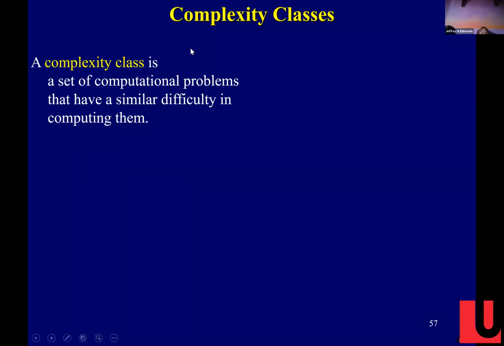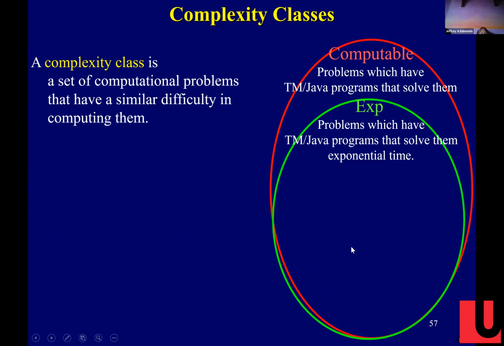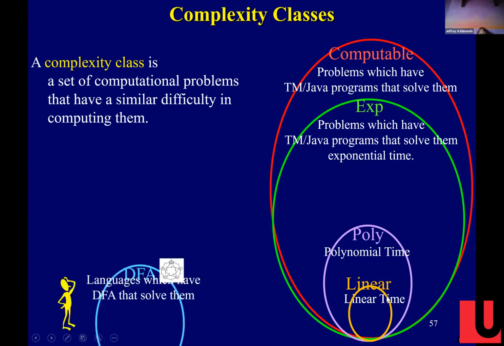So what is a complexity class? It's a set of computational problems that have a similar difficulty. So these problems are all computable. Everybody in this set is computable. Everybody in this set can be solved in exponential time. Every problem in this set can be solved in polytime. Every problem in this set can be solved in linear time, right?